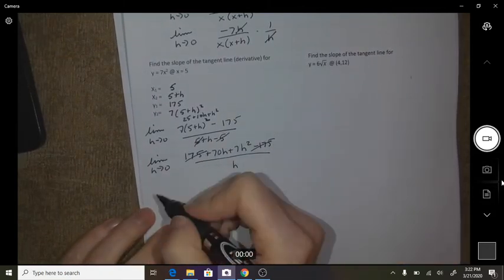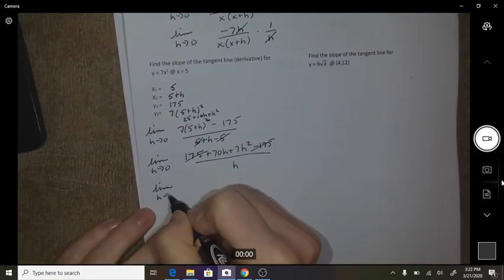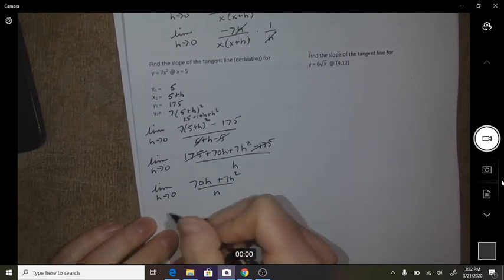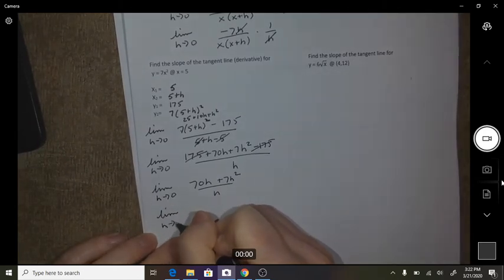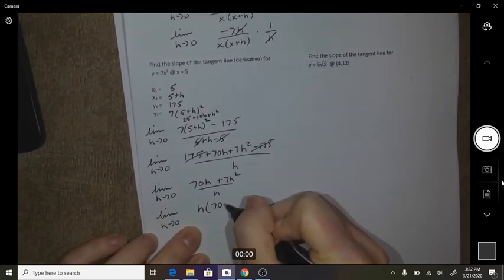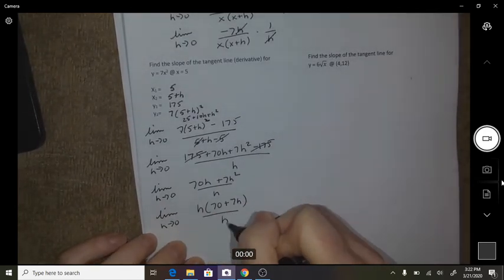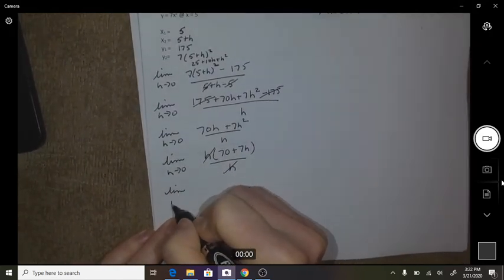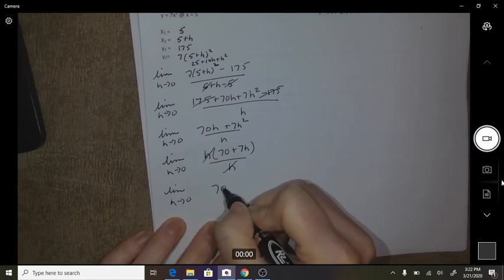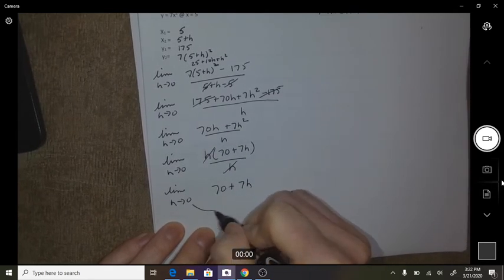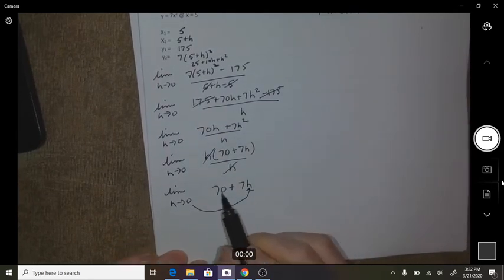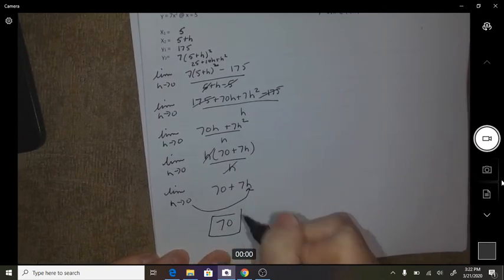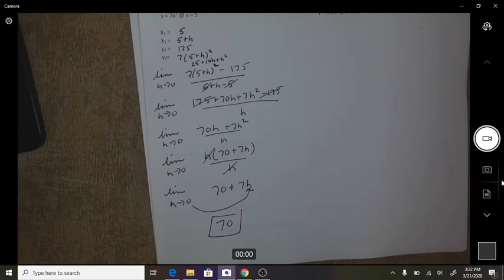Those will cancel. I need to rewrite because I can't cancel the h's in the same step. Now I'm going to factor out an h. Now I can cancel. And I'm ready to plug the 0 in. So as I plug that 0 in, 70 plus 0, my answer is 70.